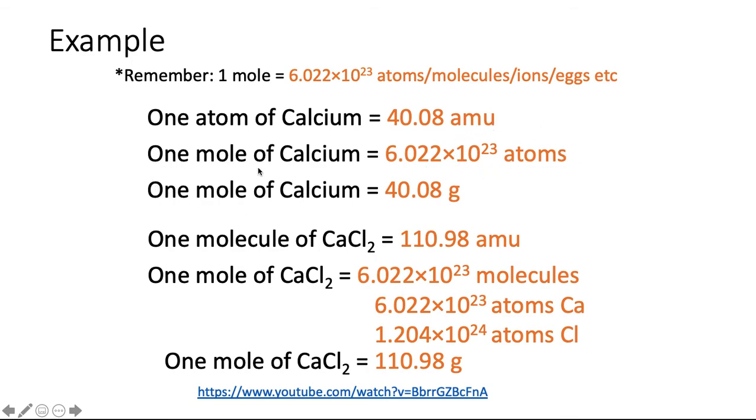If I look at the mass of 1 mole of calcium, that will equal the same number as my AMUs, but it's now in grams because I'm looking at the mass of 6.022 times 10 to the 23rd atoms instead of 1 atom by itself. So these are the same number, but they just differ in the scale. This is atomic mass units, which is very small. This is in grams, which is very large.